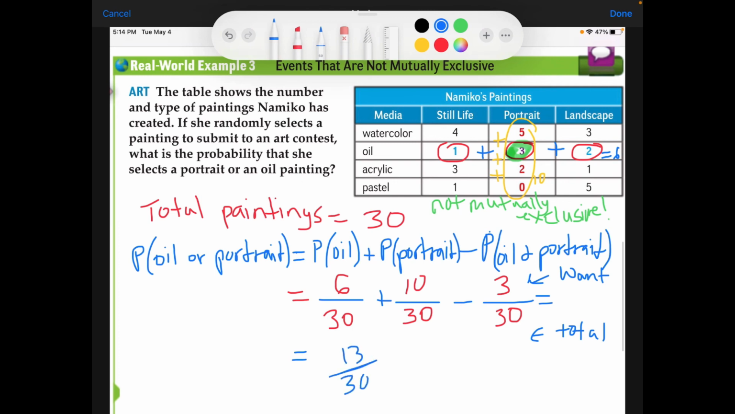13 over 30, and it's about 43% chance of this occurring. All right, and that is your mutually and not mutually exclusive examples.